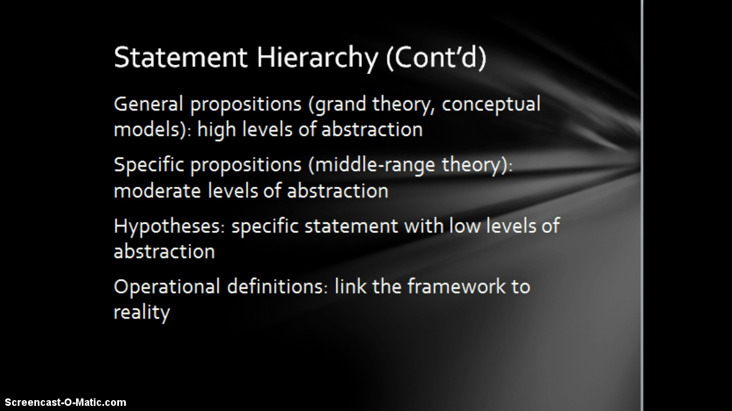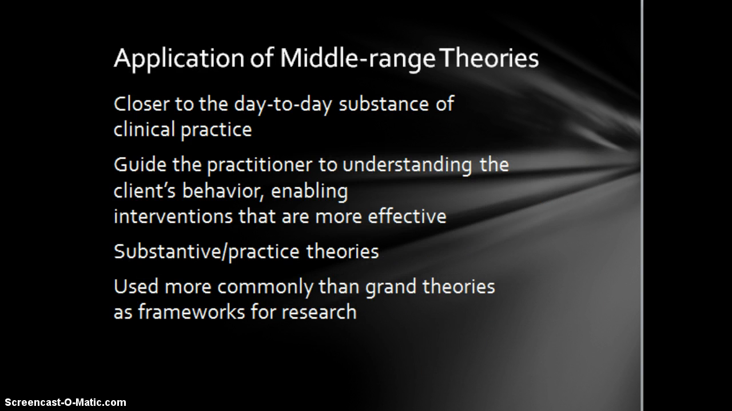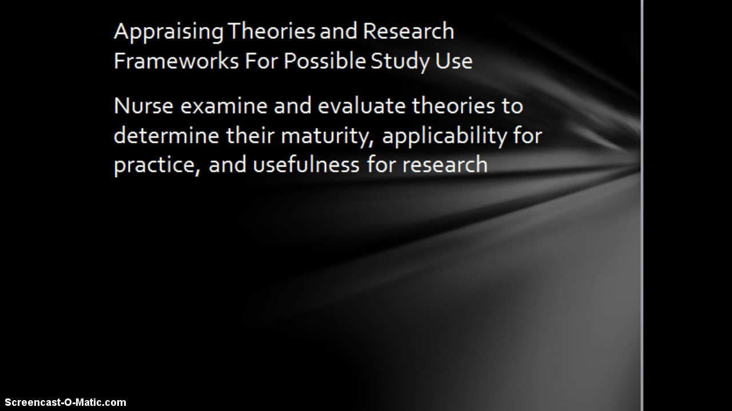Statements about the same two conceptual ideas can be made at various levels of abstractness. The statements found in conceptual models and grand theories are at a high level of abstractness. This is a table with some examples of grand theories. Middle range theories are at a moderate level of abstractness. Just as with anything we do in nursing, we must evaluate theories to determine their maturity, applicability for practice, and usefulness for research.